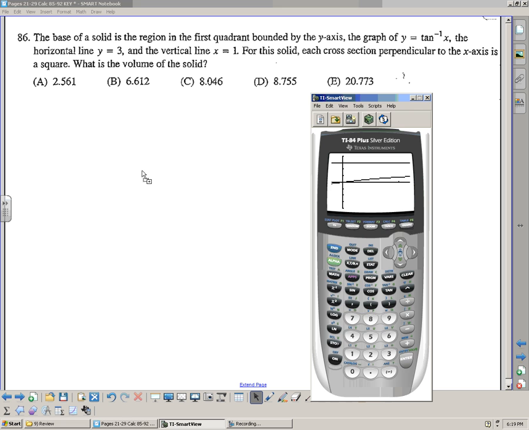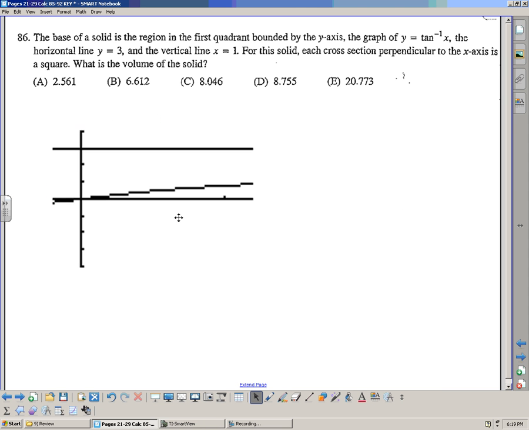So here's the region. This is x equals 1, so we're bounded there. And this is y equals tan inverse x, and this is y equals 3. The cross sections are perpendicular to the x-axis, so they look like this. And the squares are kind of coming out at you like so.